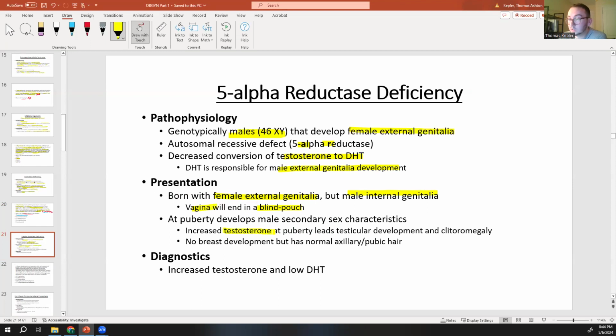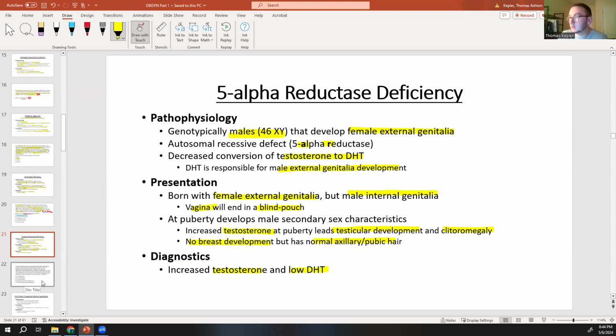At puberty, the secondary sex characteristics of a male are going to begin popping up. They're going to have really high levels of testosterone, and that's going to lead to testicular development as well as clitoromegaly. However, they do not have breast development. So with 5-alpha reductase or aromatase, you'll be looking for minimal or no breast development. However, they still have normal axillary and pubic hair because the amount of testosterone and androgens that they're producing is adequate to be able to produce those. So diagnostic-wise, look for increased testosterone, low DHT.